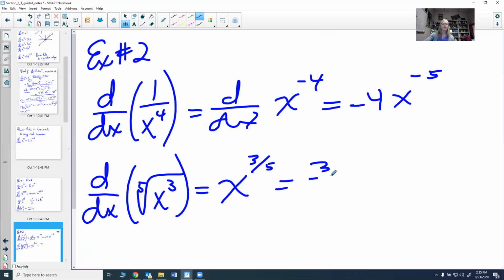Then we bring the power down, and I forgot my derivative symbol. So we bring the power down, and then we subtract 1 from the power. So 3/5 minus 1 would be 3/5 minus 5/5, which is negative 2/5.